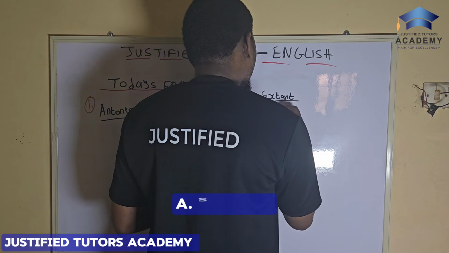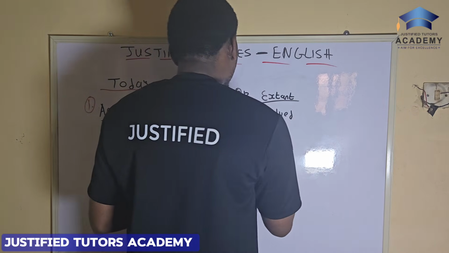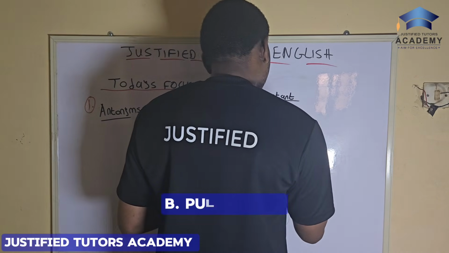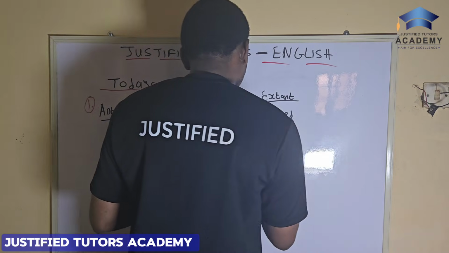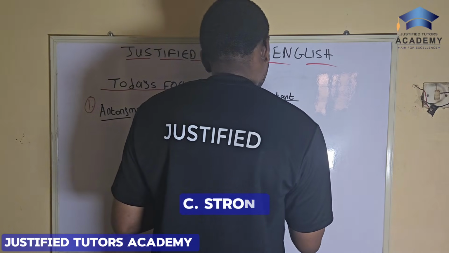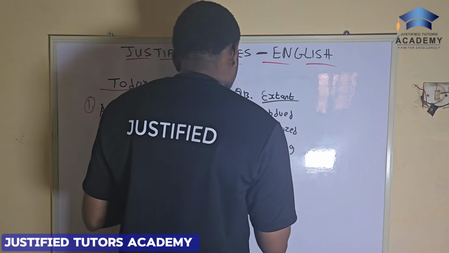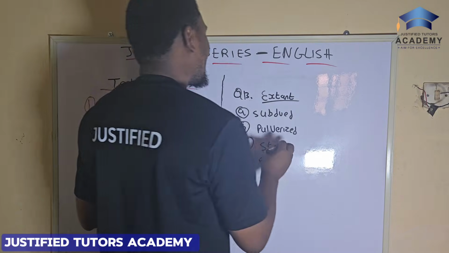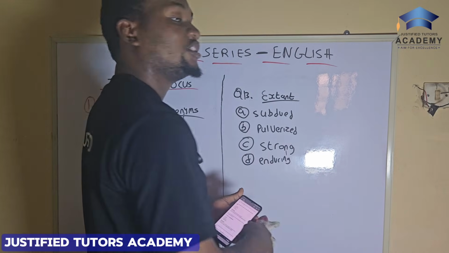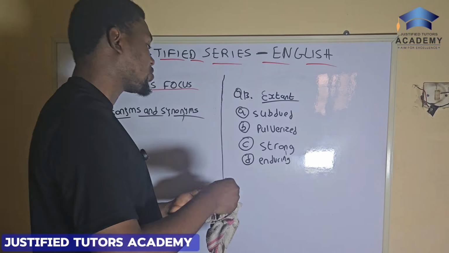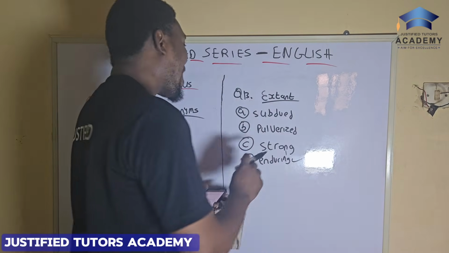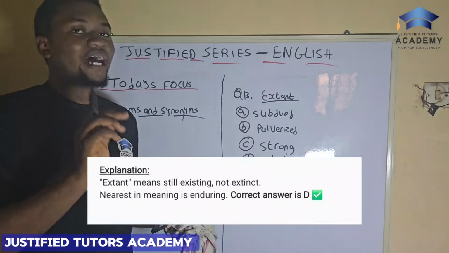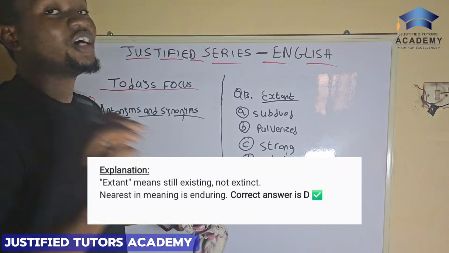We're given our options: A, subdued, right? B, pulverized, right? C, strong, and D, enduring. Which of these is the nearest in meaning to extant as used in the question? So the correct answer to this question is D. Now, why is it D? It's because the meaning of extant is still existing, that is, not extinct.